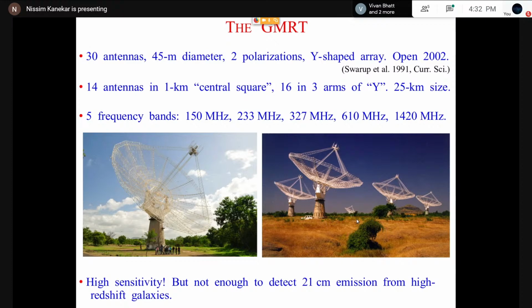And as I said, the GMRT has spectacular sensitivity. But unfortunately, in lambda cold dark matter, it's not enough to detect 21 centimeter emission from the highest redshift galaxies. So this is bad news. But you can do a whole bunch of other science with it, and that's what people started doing in the 2000s once it came online.